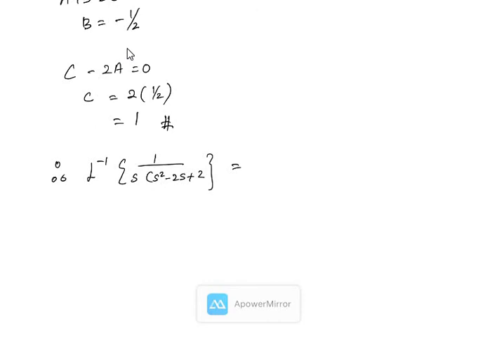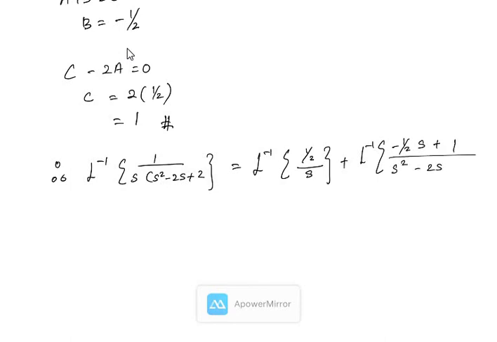So a is positive 1 over 2. So the inverse Laplace transform of 1 over 2 over s is 0.5. Then b is negative 0.5, and c is 1, all divided by s squared minus 2s plus 2. Inverse Laplace transform, and then we get y(t) equal to, we take out the 0.5 because it's a constant again. So 0.5 times the inverse Laplace of 1 over s, you get 1, plus the inverse Laplace transform of this whole thing.